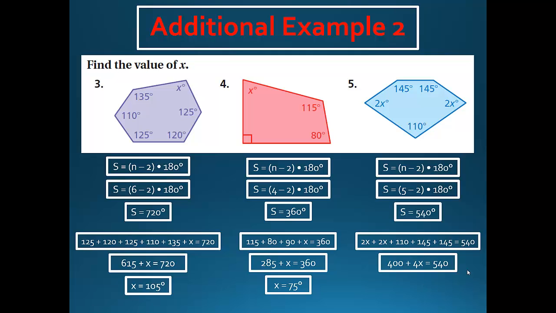Now I can solve my equation. I first would subtract 400 on each side. So I would get 4x equals 140, and when I divide by 4, I'll get that x equals 35 degrees.